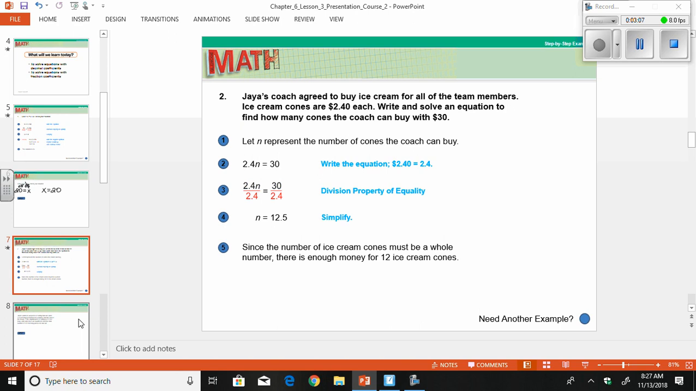Jay, as coach, agreed to buy ice cream for all of the team members. Ice cream cones are $2.40 each. Write and solve an equation to find how many cones the coach can buy for $30. Okay, so going back through this, what do we know?